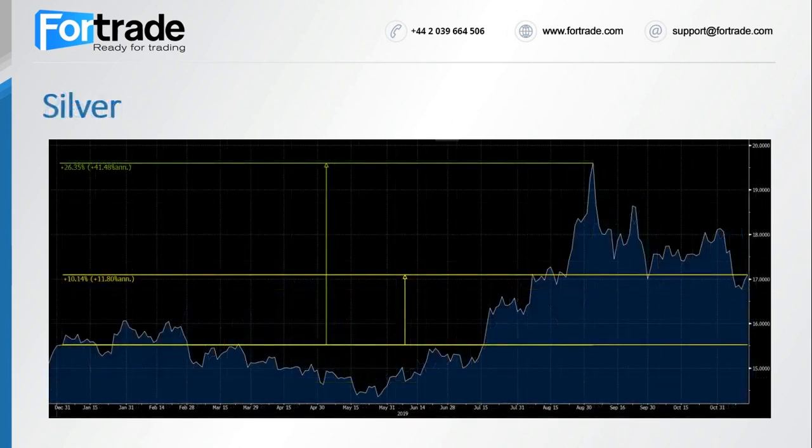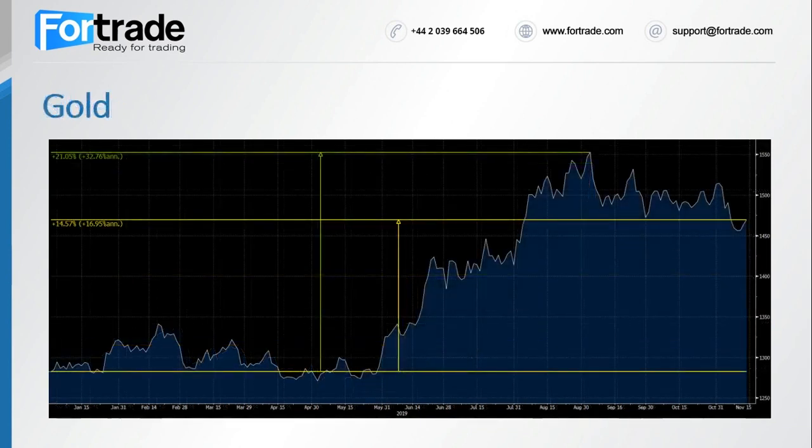Silver has also soared higher this year, skyrocketing 26.35% from January to early September, before falling back, and is now up just over 10% since the beginning of the year. Although the metal has performed well, many analysts believe that silver's time to shine will come soon.